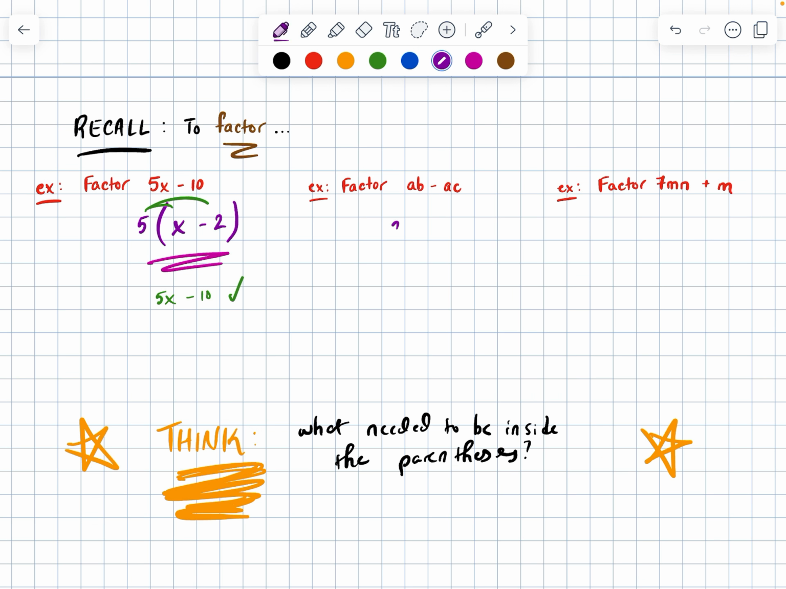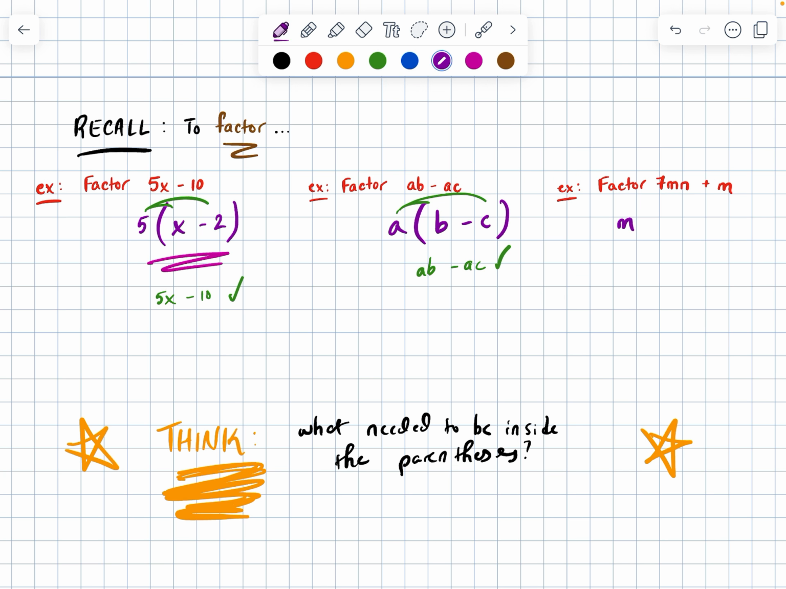Alrighty, let's do it. ab minus ac, the thing that they have in common is this a here. And what needed to be inside of the parentheses? To get back to ab, I'd need to multiply a by b. To get back to negative ac, I'd need to multiply a by negative c. So let's check. a times b, that's ab. a times negative c, that's negative ac. Are we happy? Again, no, we're never happy. But in the context of the problem, yes, we're happy.